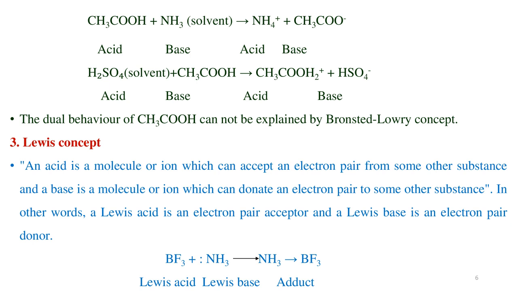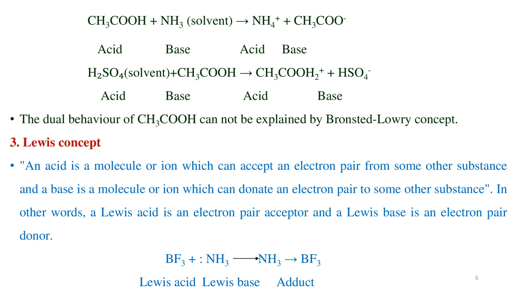Acetic acid reacts with ammonia solvent producing ammonium ions and acetate. Here acetic acid acts as an acid, ammonia as a base, the ammonium ion as an acid and acetate as a base. Similarly, sulfuric acid, which is a solvent, reacts with the base acetic acid to produce the acid CH3COOH2+ and the base HSO4-. The dual behavior of acetic acid cannot be explained by the Bronsted-Lowry concept.